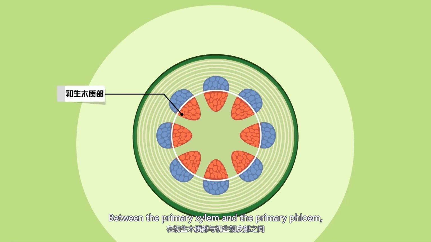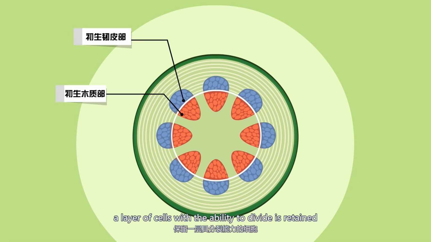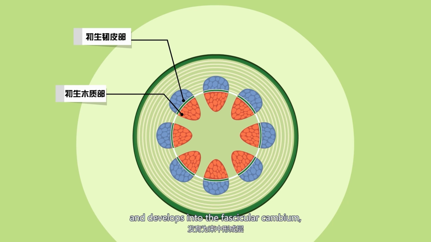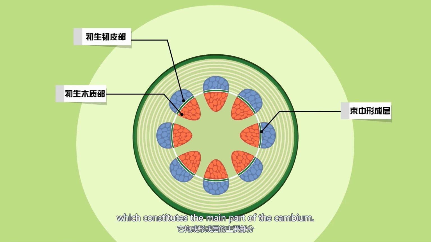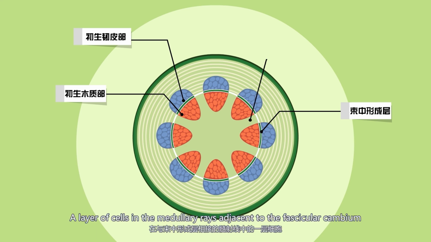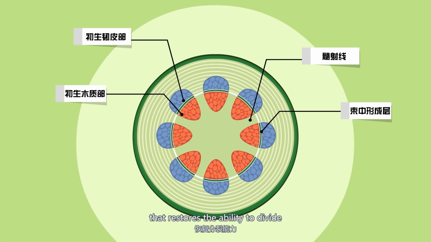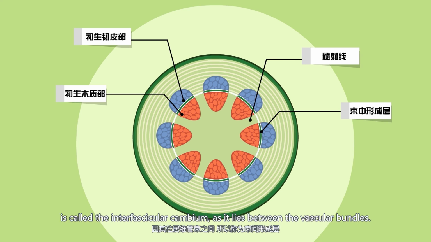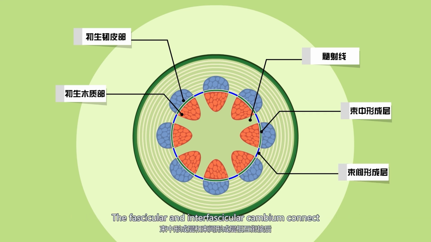Between the primary xylem and the primary phloem, a layer of cells with the ability to divide is retained and develops into the fascicular cambium, which constitutes the main part of the cambium. A layer of cells in the medullary rays adjacent to the fascicular cambium that restores the ability to divide is called the interfascicular cambium, as it lies between the vascular bundles. The fascicular and interfascicular cambium connect to form a complete cambium ring.